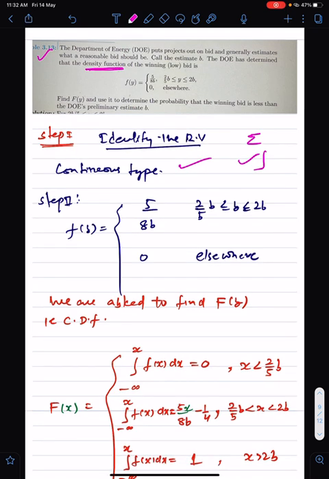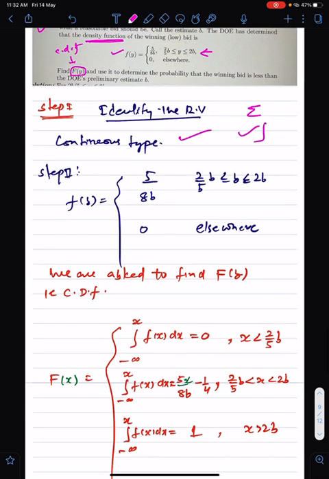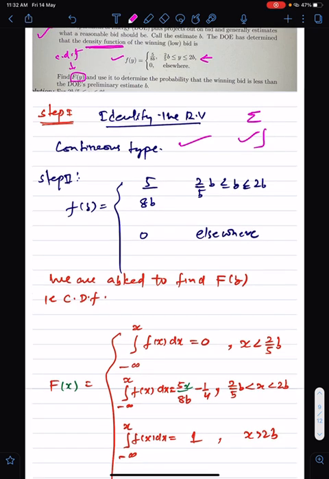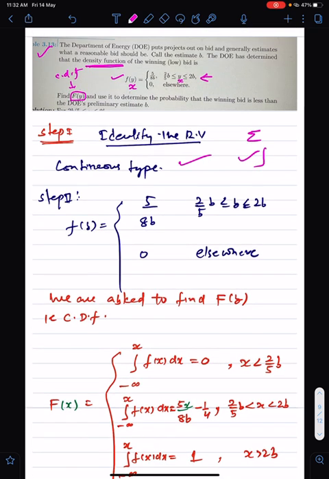They said that the density function is given, and they asked me to find F of y, that is capital F of y. You must know this notation. That means they are asking about the CDF. So how will you find the CDF? You will break this interval into three parts, right? First is when your x, I am just changing this variable to x, so in place of y I use x, when x is less than 2 upon 5b.